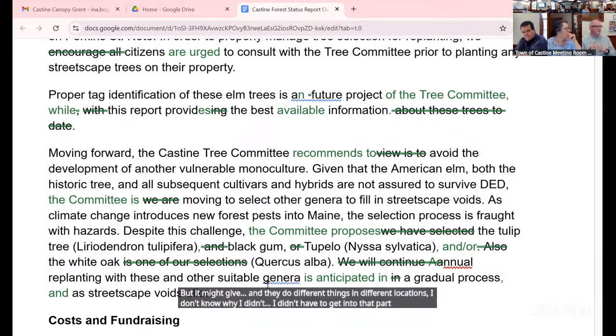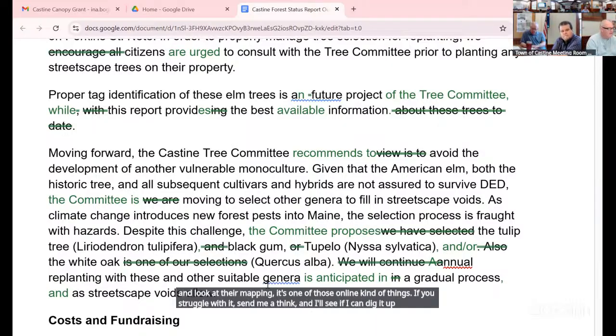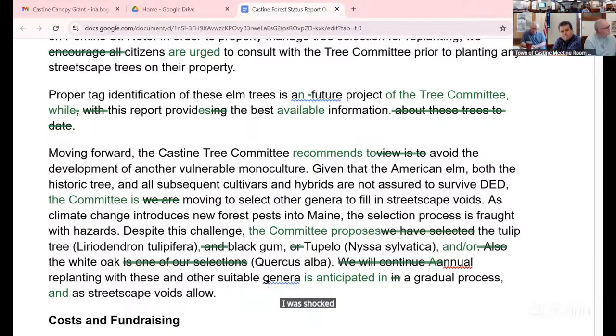Yeah. But where I was, they said, go look at this, and literally you click on the dot that's on the map. Where do I find that? I think if you just go on the city of Portland site and look at their mapping, it's one of those online kind of things. Okay. If you struggle with it, send me a note and I'll see if I can dig it out for you. But I was shocked, and it's very much what you're doing here.